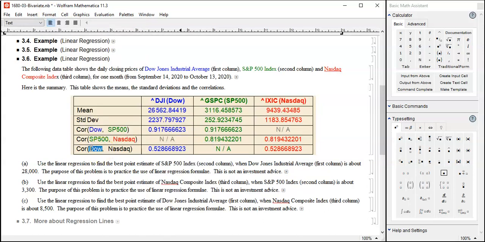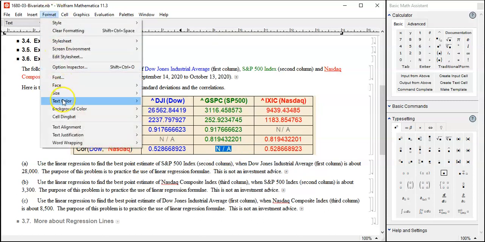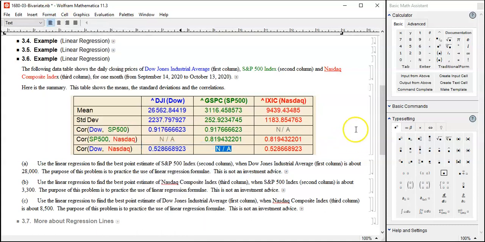And Dow and Nasdaq. And this one here is not applicable. Okay, it's a little bit easier this way.